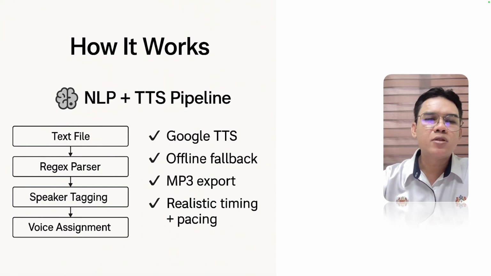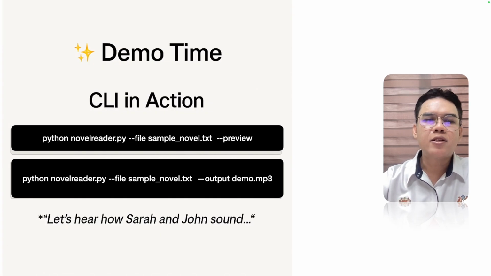Text is parsed using regex to identify who's speaking. It takes each character and picks a voice per speaker using Google Text-to-Speech. I add natural pacing and pauses, and export to audio using PyDub. And if the internet goes down, it falls back to offline text-to-speech gracefully. Let's see it in action.